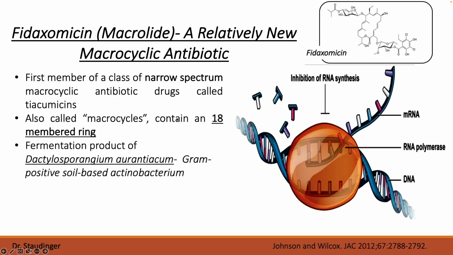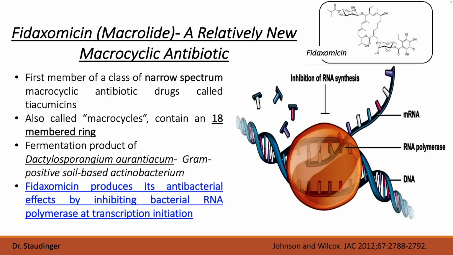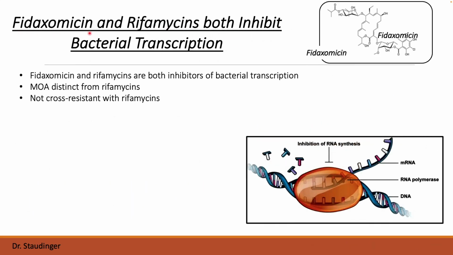Now, fidaxomicin is a fermentation product of a specific gram-positive soil-based bacterium called Dactylosporangium aurantiacum. Fidaxomicin produces its antibacterial effects by inhibiting bacterial RNA polymerase at initiation of transcription. Both fidaxomicin and rifamycins inhibit bacterial transcription. However, the mechanism of action of fidaxomicin is distinct from that of rifamycins.